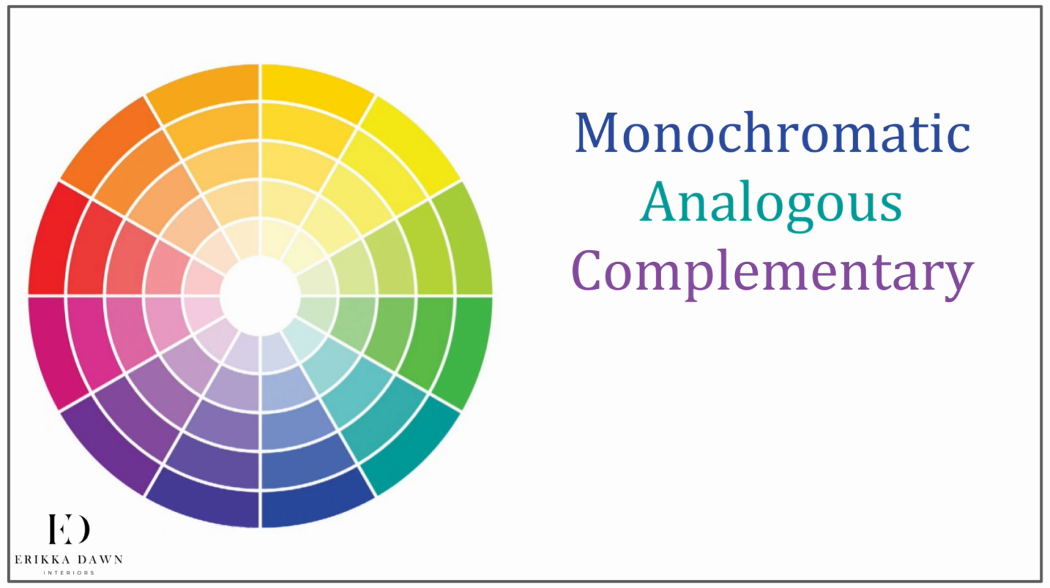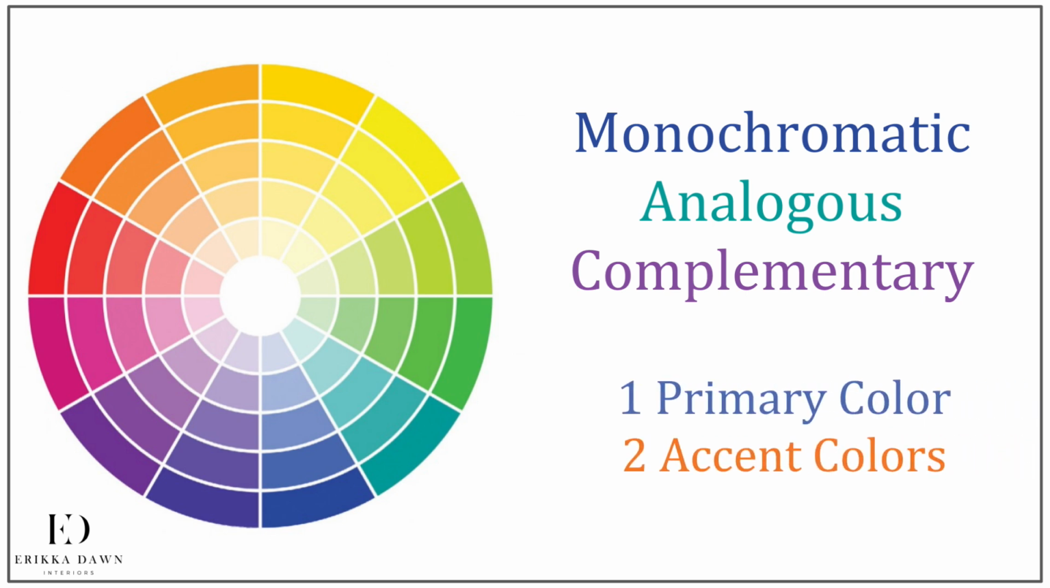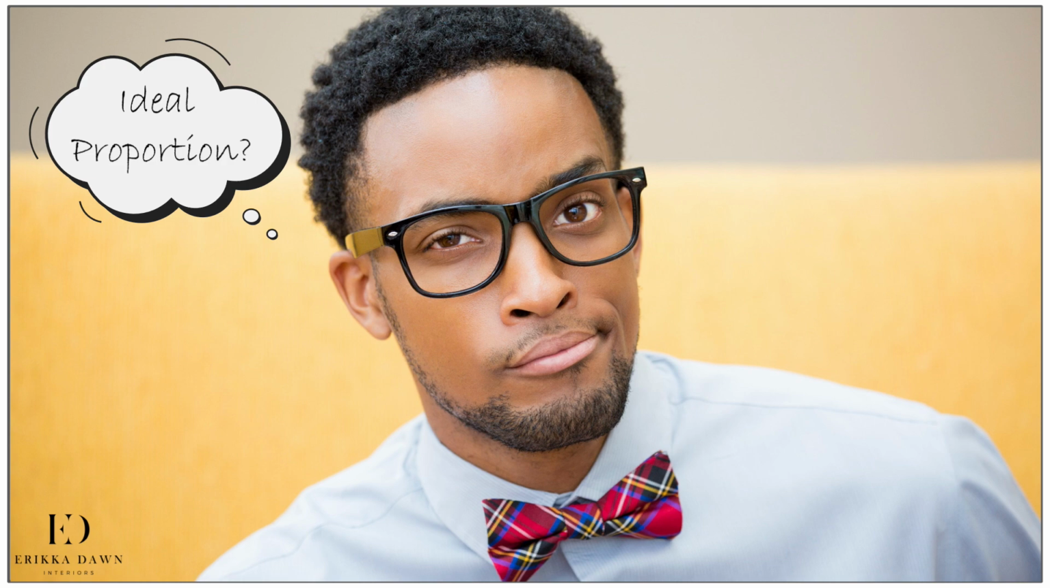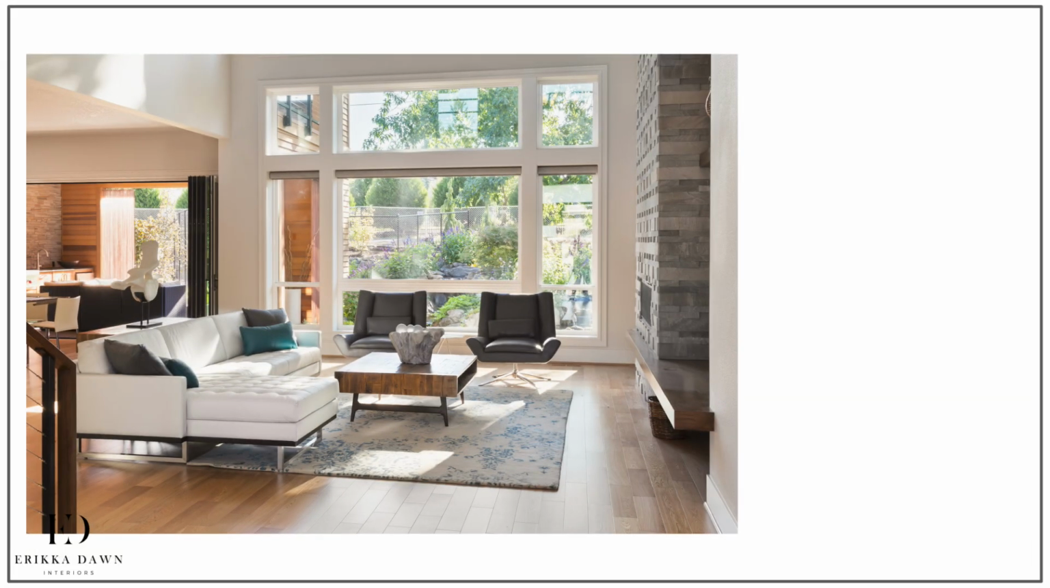Whichever color scheme you choose, I recommend choosing one primary or a predominant color, and then ideally 2 accent colors. Now, for you analytical types out there, and you know who you are, you may be wondering, is there an ideal proportion in which these colors should be used? There actually is. But please know that you don't have to do it this way, but if you do, it will generally create a color scheme that is naturally pleasing to the human eye.